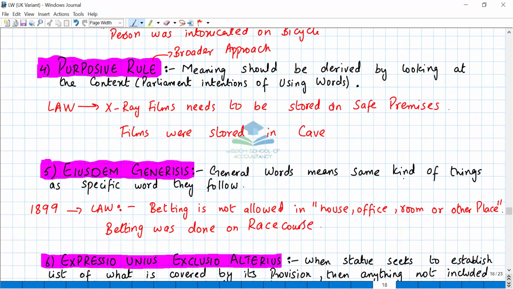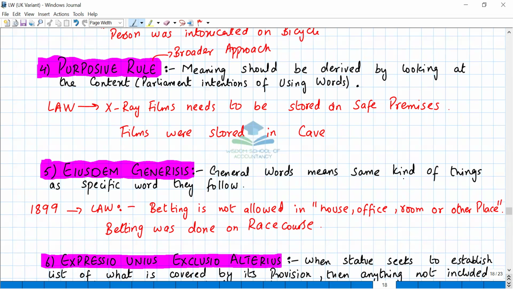Then comes the purposive rule. The purposive rule is kind of a broader approach to the mischief rule. The purposive rule says meaning should be derived by looking at the context. Context means Parliament's intention in using the words: what were the intentions of Parliament when they were creating the law. You have to look for that, and then you should assign meaning. Okay, so that is the purposive rule.